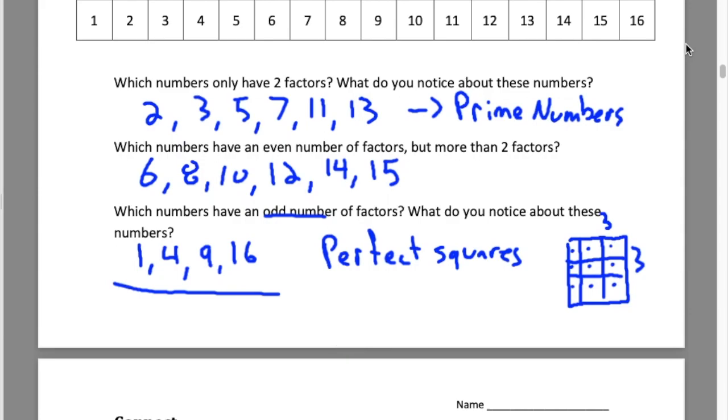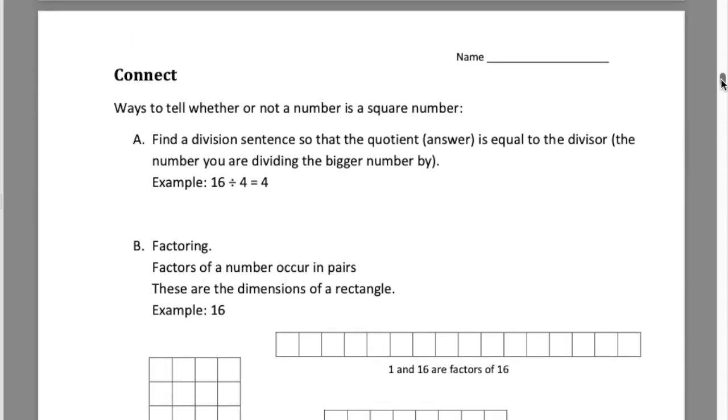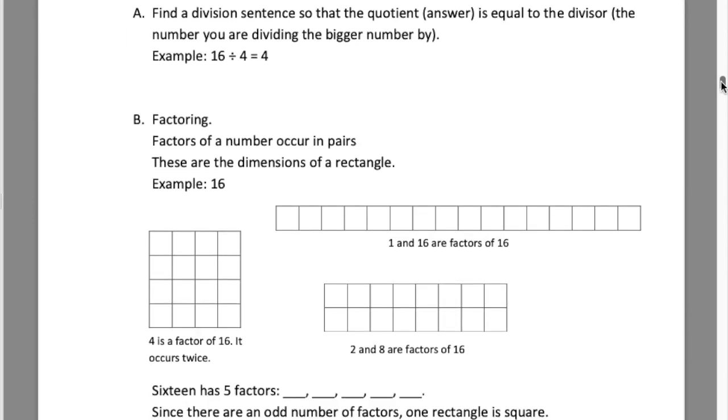All right. Now that we have an understanding of how factors can relate to perfect squares, we're going to scroll down and take a look at the connect here. Okay, so it says ways to tell whether or not a number is a square number. So A says we can find a division sentence so that the quotient, or the answer, is equal to the divisor, the number you are dividing the bigger number by. So in our example, we see that 16 divided by 4 equals 4. Well, we know that 16 is going to be a perfect square, because since it's being divided by 4 and it equals 4, that tells me that it could be a perfect square, because if I had a square that had side lengths of 4, that would give me an interior area of 16.